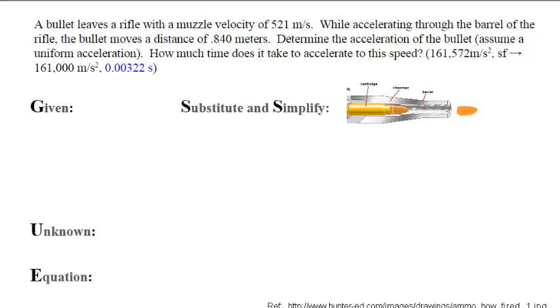A bullet leaves a rifle with a muzzle velocity of 521 meters per second. While accelerating through the barrel of the rifle, the bullet moves a distance of 0.84 meters. Determine the acceleration of the bullet, and let's assume a uniform acceleration. How much time does it take to accelerate to this speed? So really there are two problems here.